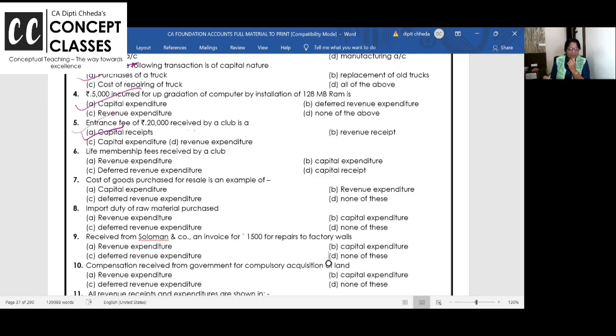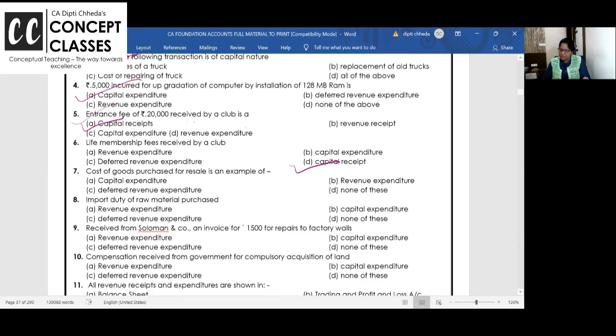Life membership fees paid by a club, that is also capitalized. It is received by a club. Sorry, not D. It's a receipt. Capital receipt. Life membership is a capital receipt.